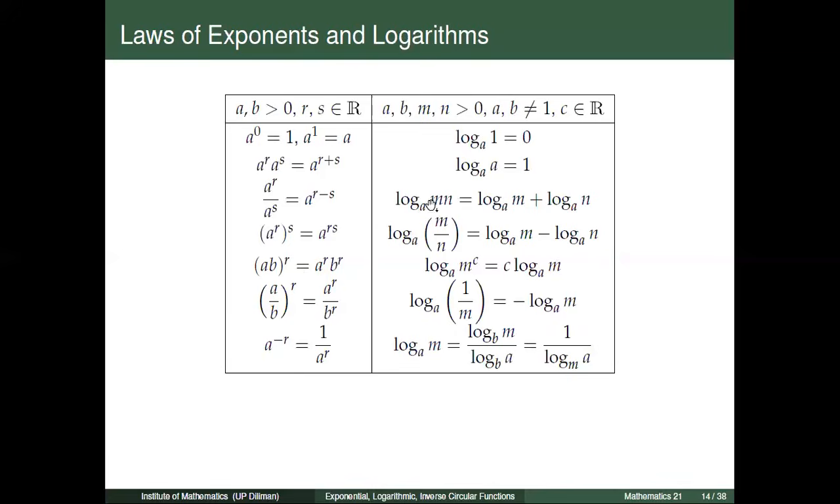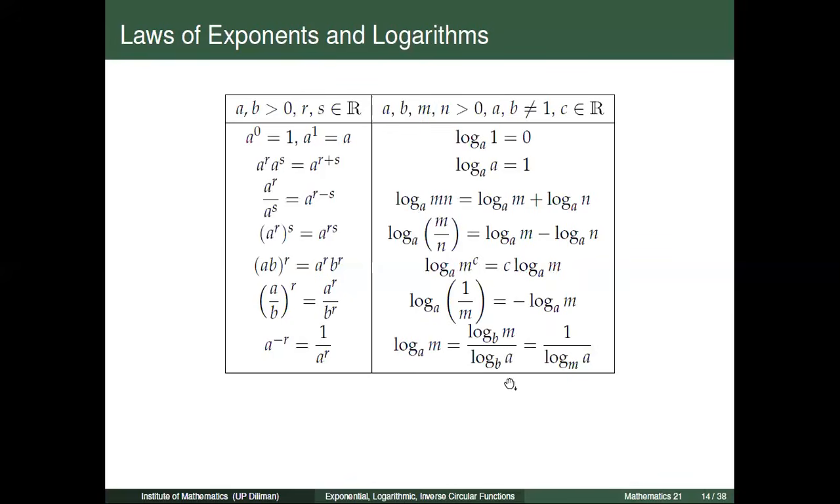Okay. The logarithm of 1 to the base a is 0 because a to the 0 is 1. Recall that the logarithm of a product is the sum of the logarithms. The logarithm of a quotient is the difference of the logarithms. And the logarithm of m to the c is equal to c times the logarithm of m.